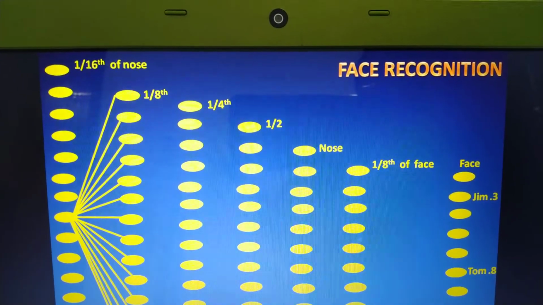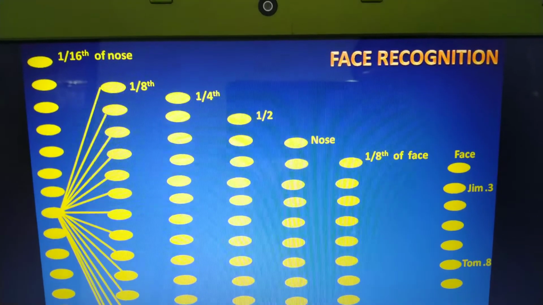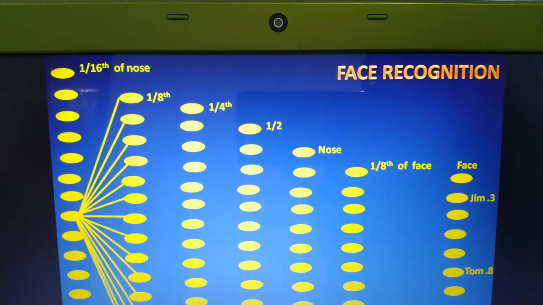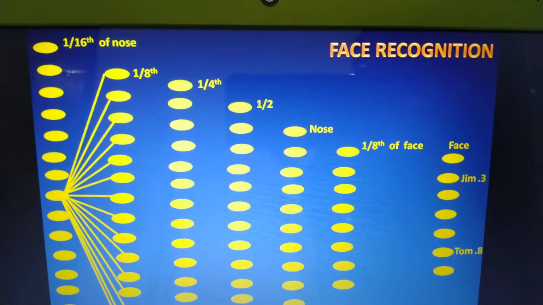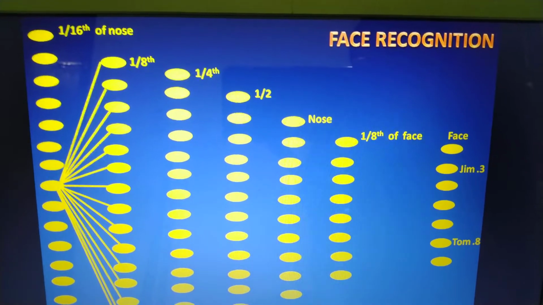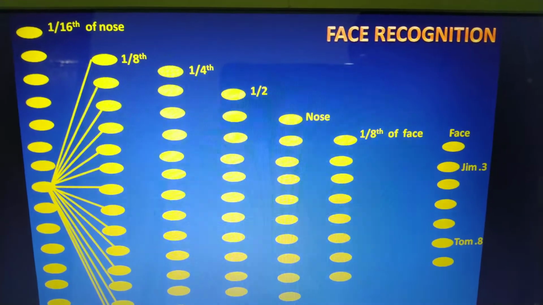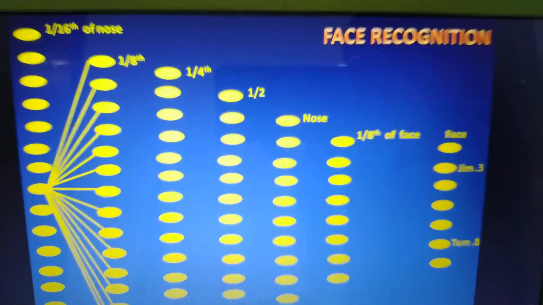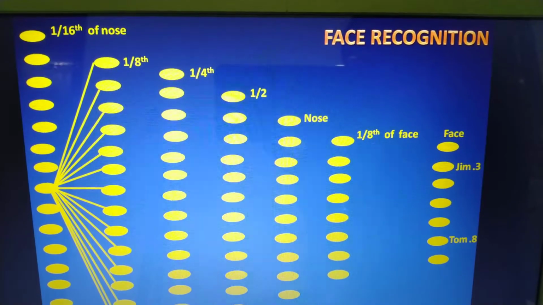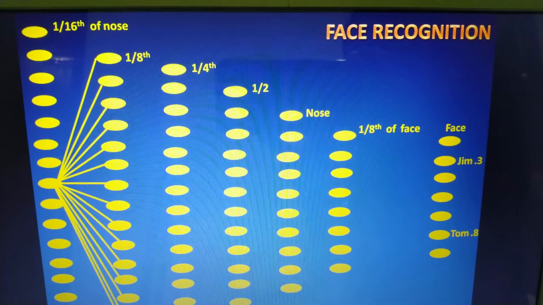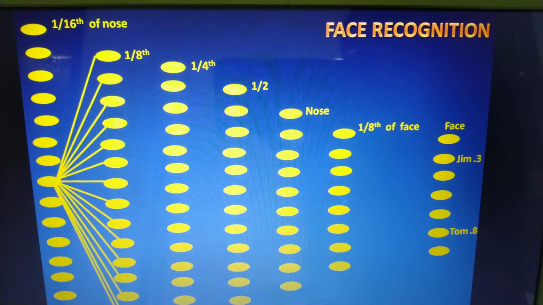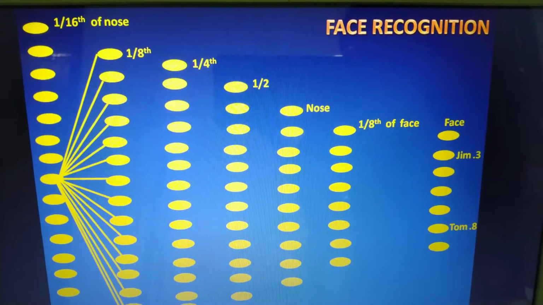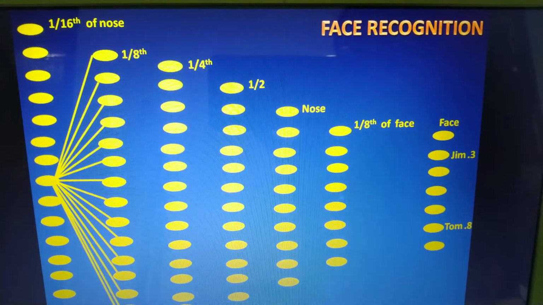The next row of hidden neurons compiles two of the previous set of images. Now you have 1/4 of the nose of Jim and Tom. The next set compiles two of them. Now we have half the nose of Jim and Tom. And then the next set of neurons combines two of them, and now you have the full nose. Okay? Full nose of Jim and Tom.